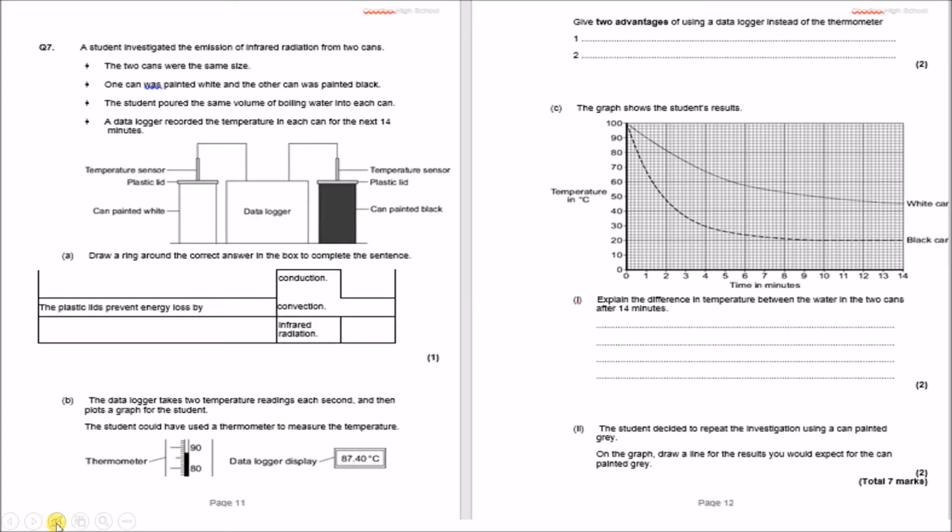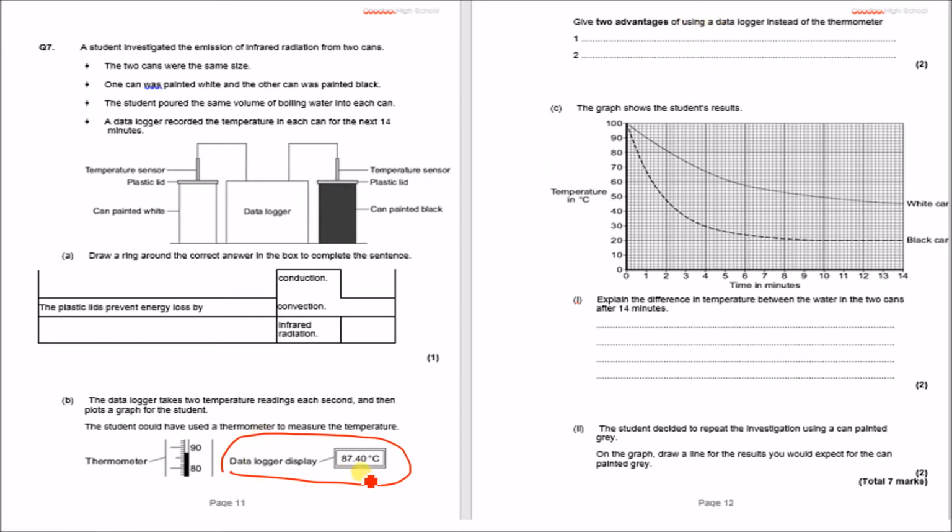Right, the next question is not specifically on the new specification, so I'm going to ignore this question because convection, conduction and radiation aren't actually on the specification. In terms of this question, I'm just going to talk about a data logger because this is the kind of how science works question that you could be asked. It says, give 2 advantages of using a data logger.